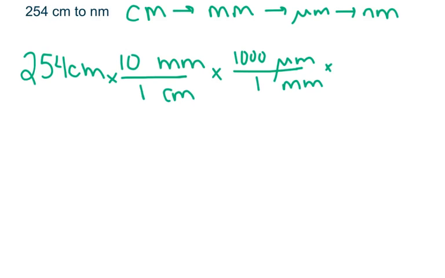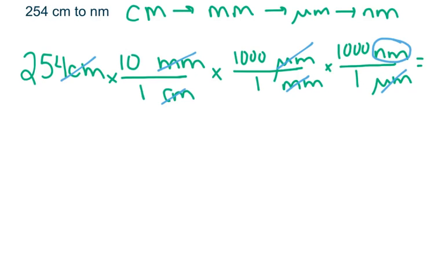And then one more step. From micro to nano. Well, micro is bigger. Notice how every single time the bigger one was on the bottom. That's because we're going from a larger unit to a smaller unit. And then there's 1,000 nano in 1 micro. Well, if we look at our units, we have centi on the top and bottom, so they're going to cancel. We have milli on the top and bottom, so they're going to cancel. And we have micro on the top and bottom, so they're going to cancel. We're going to be left with just nanometers as our unit.